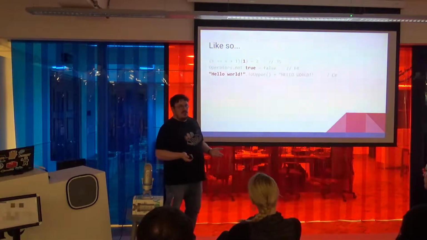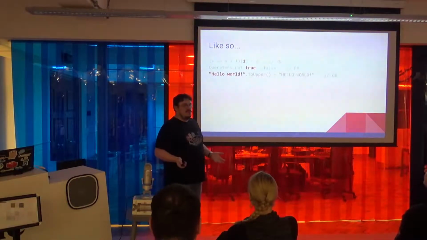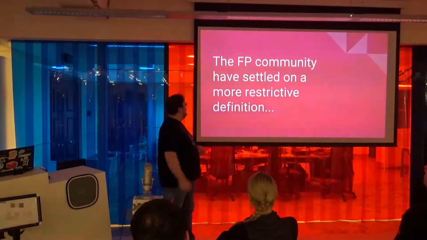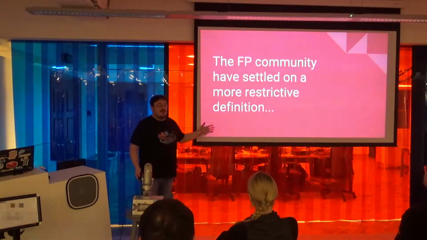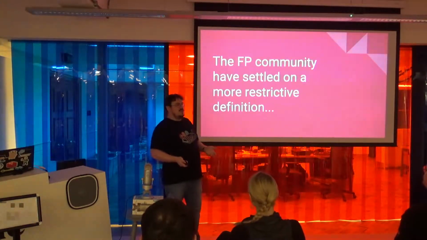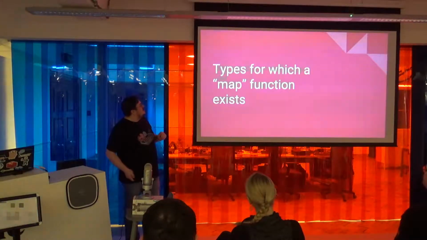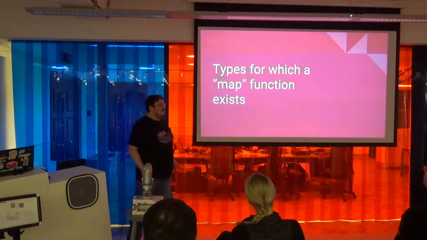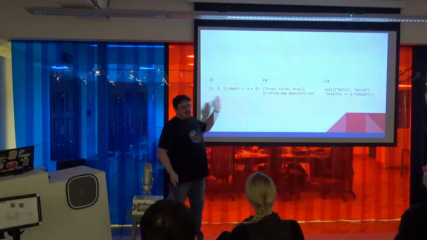Which means that actually, if you talk about monads, why are we even talking about endofunctors? Because they're not very interesting, why don't we just say types? Well, the functional programming community have settled on a more restrictive definition, because endofunctors isn't very helpful, you might as well say all types. So, they have settled on a definition that an endofunctor is a type for which a map function exists. Here are some examples in some languages.